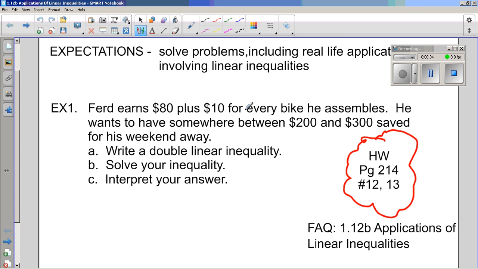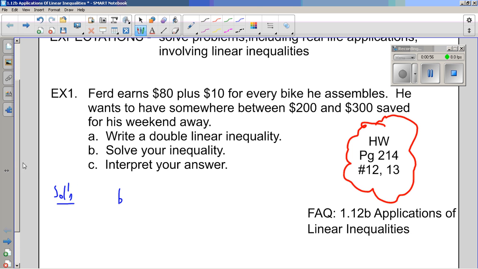Here we go, the one example. Ferd earns $80 plus $10 for every bike he assembles. He wants to have somewhere between $200 and $300 saved for his weekend away. Write a double linear inequality. Okay, well, let's have at it. The independent variable here isn't the amount of time Ferd spends working. It's actually the number of bikes, right?